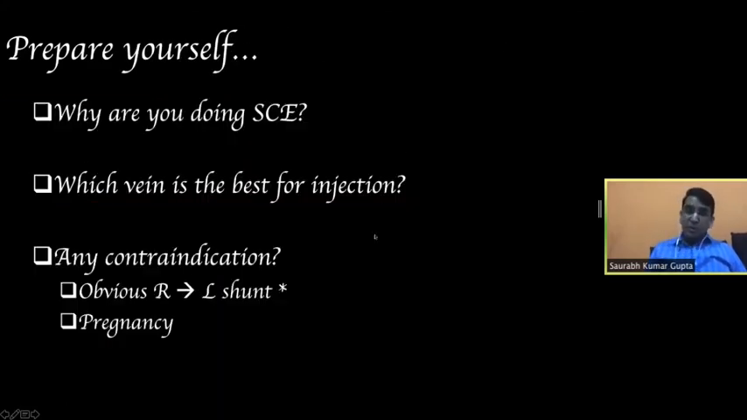Now, the most important is to prepare yourself, because you can prepare everything else, but if you don't prepare yourself, you can't interpret saline contrast echocardiography very well. So first of all, why are you doing it? Which vein is the best for injection? And I'll elaborate further. Any contraindication? According to the FDA, obvious right to left shunt is a contraindication. Pregnancy is a contraindication. The first one, I don't believe, and I'll share why I don't believe.